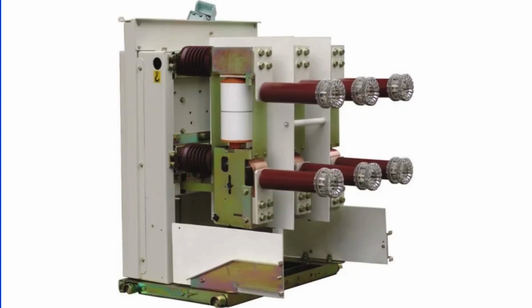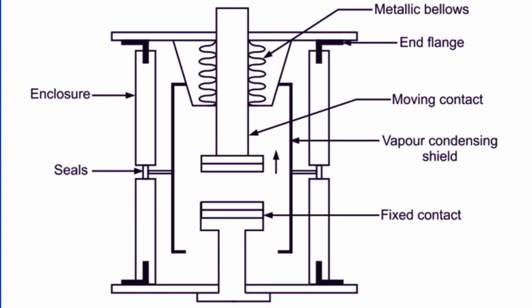Vacuum circuit breakers use a vacuum as the arc quenching medium. They are compact, reliable, and have a longer life. Unlike other types, they generate no gas during operation.